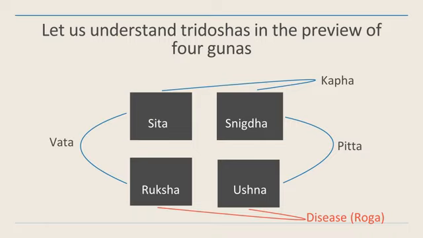Let us understand these three doshas in the purview of four gunas, that is Shita, Snigdha, Ruksha and Ushna. Shita and Ruksha are the properties of Vata. Shita and Snigdha is the property of Kapha. Snigdha and Ushna is the property of Pitta. Obviously, we say Pitta is Sasneha, but just for understanding, we say it has a Snigdha nature around. So again, Shita and Ruksha is Vata, Shita and Snigdha is Kapha, Snigdha and Ushna is Pitta.